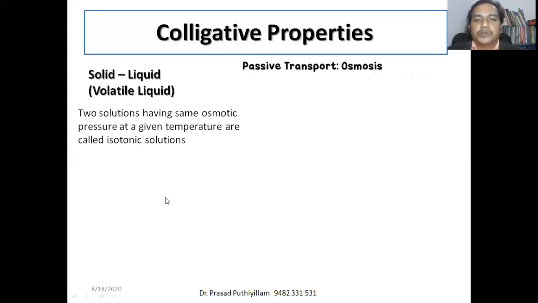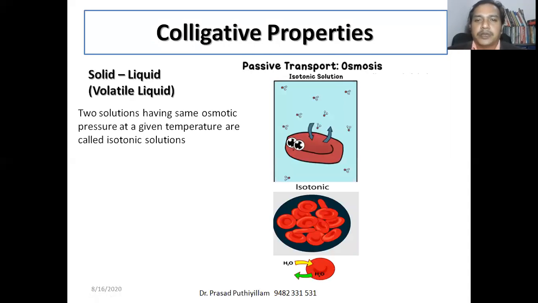If two solutions having the same osmotic pressure are separated by a semi-permeable membrane, as in the natural case of blood cells given as the example, we can treat them as isotonic solutions. Isotonic solution, that is, salt solution and blood cells. Here there is no net movement of water inside or outside. Movement will be there, but it is equal. An equal number of solvent molecules will pass through the semi-permeable membrane, that is, the membrane of the red blood cell. Such types of solutions we call isotonic solutions.